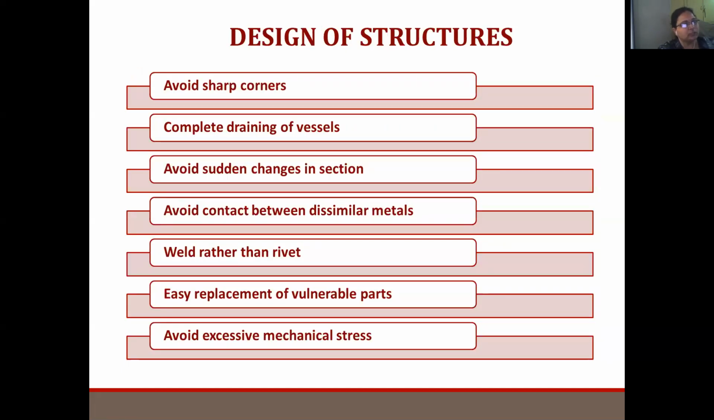So here, in the design of structures, we can avoid sharp corners. Sharp corners can be avoided. Then complete draining of vessels. Avoid sudden changes in sections. Then avoid contact between dissimilar metals. Then welding rather than riveting. Then easy replacement of vulnerable parts. And then avoid excessive mechanical stress.